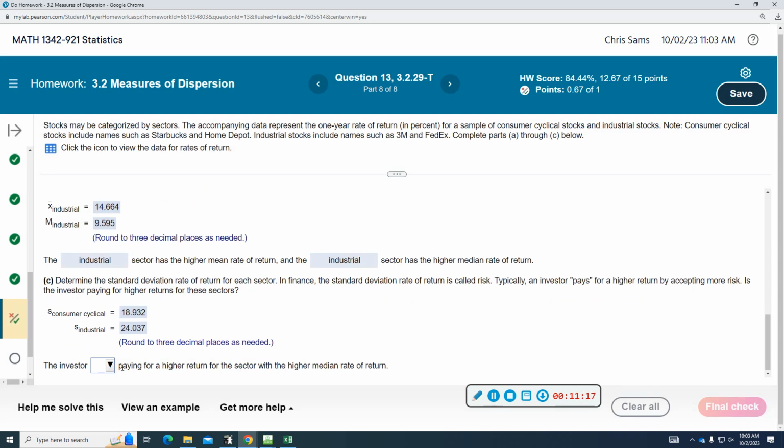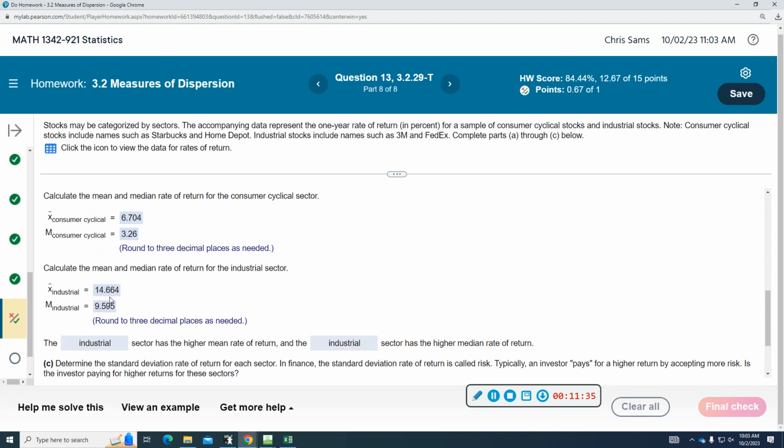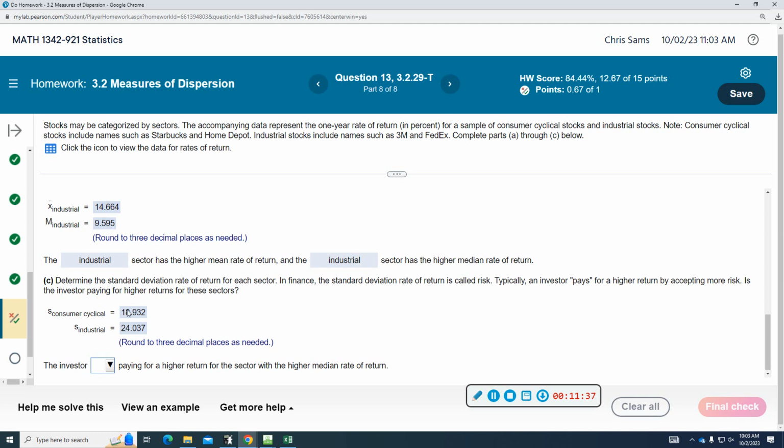Okay, so the investor is or is not paying for a higher rate of return, the sector with the higher median rate of return. So higher median was industrial, and comparing these risks, he's paying a higher risk, so is paying for a higher rate of return for the sector with the higher median.